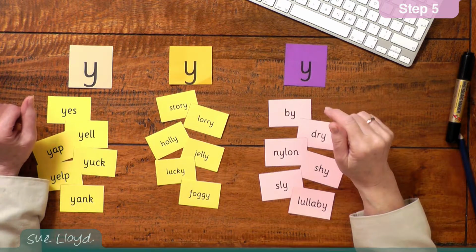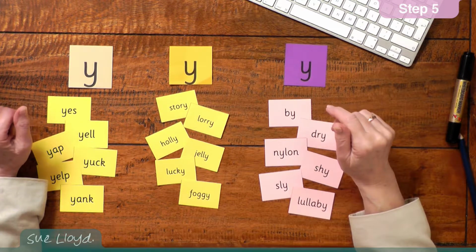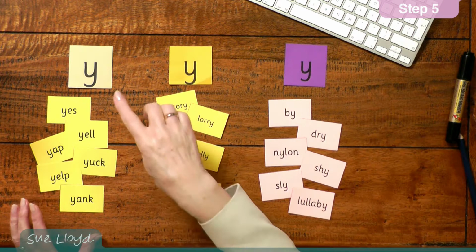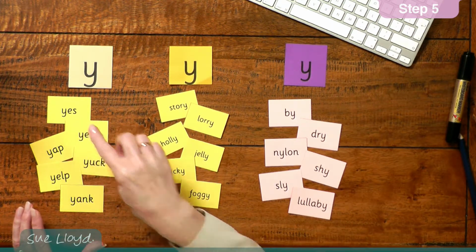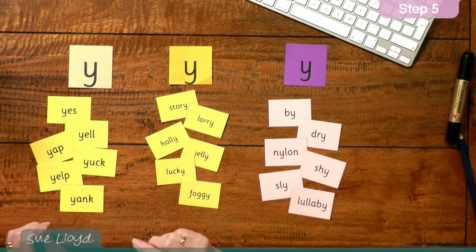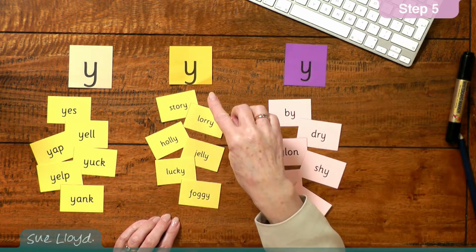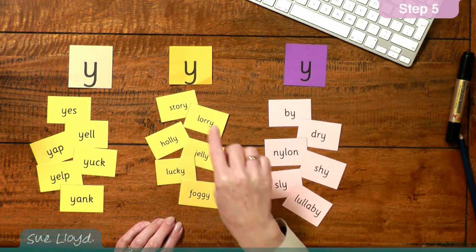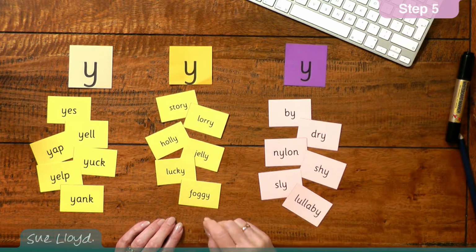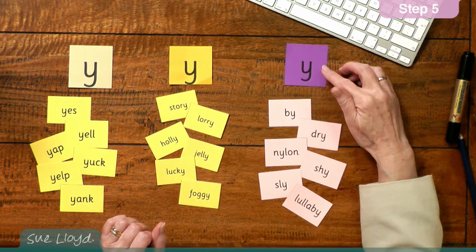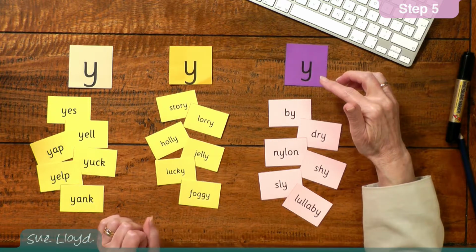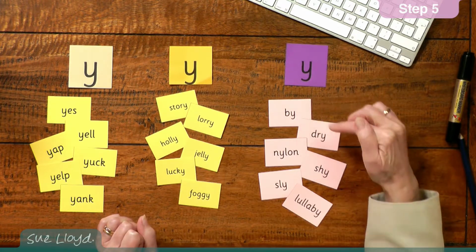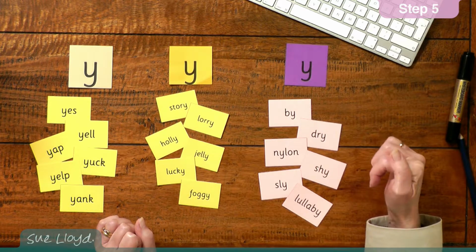Now here we have another letter Y. The first Y the children learnt was the one with the Y sound, which usually comes at the beginning of words like these. So we've got yes, yell, yap, yank. Now the next one was the Y with an E sound, a slightly longer word: story, lorry, foggy. Now the children in step 5 need to know that there's another Y and it has another sound. It is an I sound, as in buy, dry, nylon, shy.